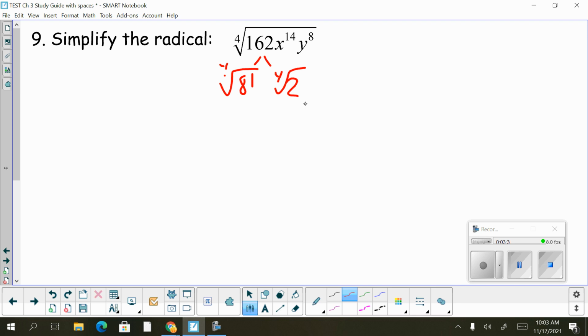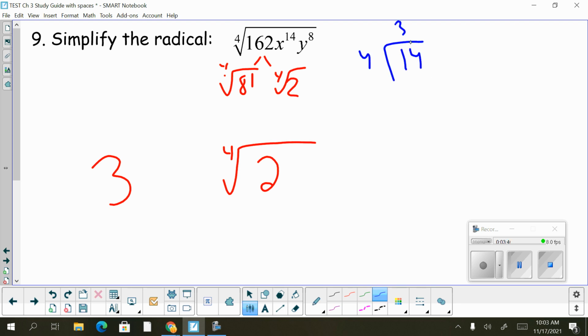The 4th root of 81 is 3. I'll put that out front. The 2 can stay in the radical. And we're going to use long division to deal with our exponents. 14 divided by 4 is 3 with a remainder of 2. Now the remainder tells us how many stay in jail. So it's 2 stay in, 3 get out.